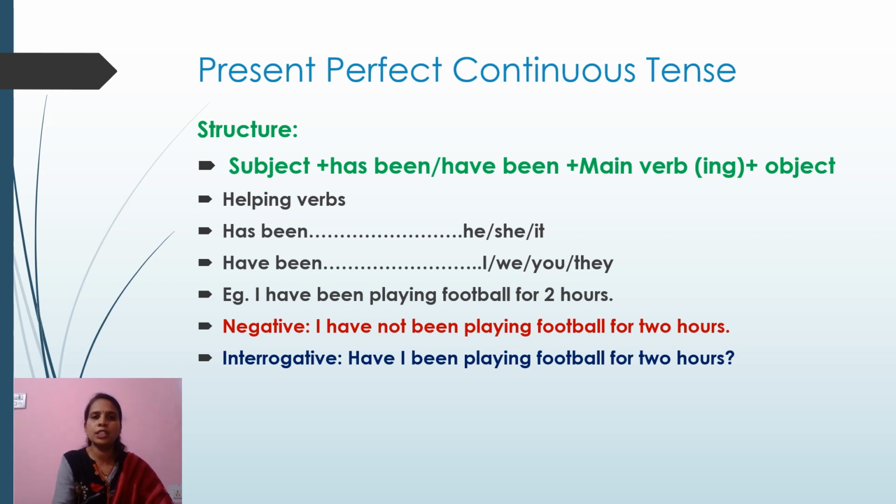While making negative, we insert not in between the two helping verbs, just like I have not been. If I write I have been not, it would be wrong. So in negative, I have not been playing football for 2 hours. While making interrogative, again I bring forth the helping verb, that is have, in front of the sentence. Have I been playing football for 2 hours? That is the interrogative sentence.